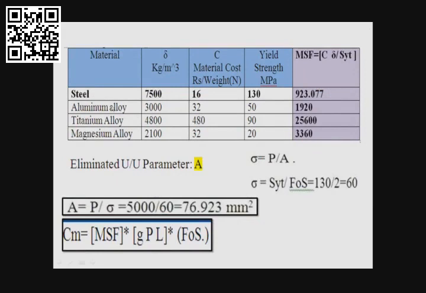Here we can also use the aluminum alloy to design this tensile bar. We can also use titanium alloy, we can also use magnesium alloy. So there are 4 design solutions we can get here, but the optimum design solution is this one. When you use steel as a material, we can make the design optimum in terms of the cost involved. Okay, so this is the first problem.